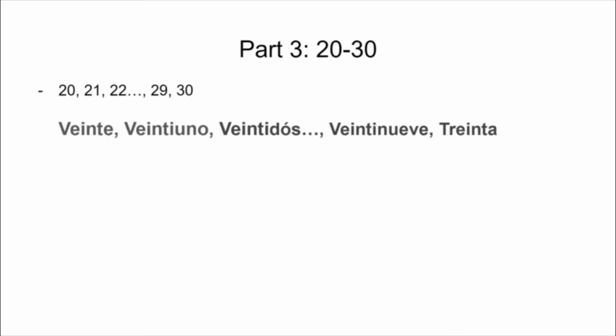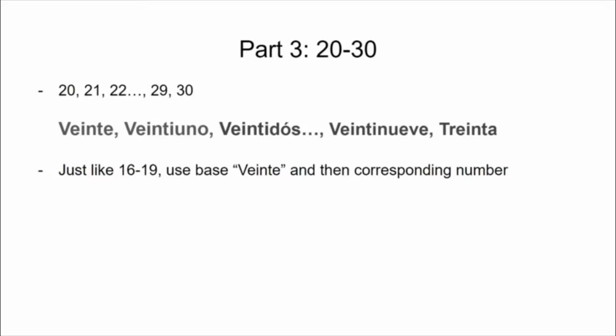In order to count from 20 through 30, you will say 20, 21, 22, 23, all the way up to 29 and 30. So it's kind of like 16 through 19. Just take your base 20 and add the corresponding number. This is the same as English, where we'd say 20 and then add the single digit number such as 2 or 22. As an added note, 22, 23, and 26 have accent marks.